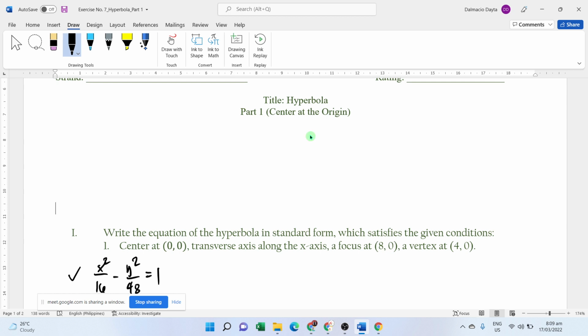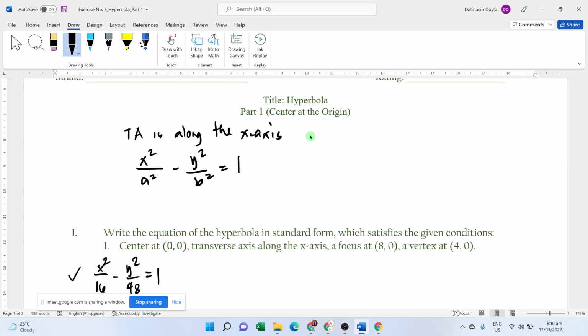If the transverse axis is along the x-axis, the equation is x squared over a squared minus y squared over b squared equals 1. Okay? 2a is the distance between the vertices, and 2b is the distance between the co-vertices, that is the length of the conjugate axis.